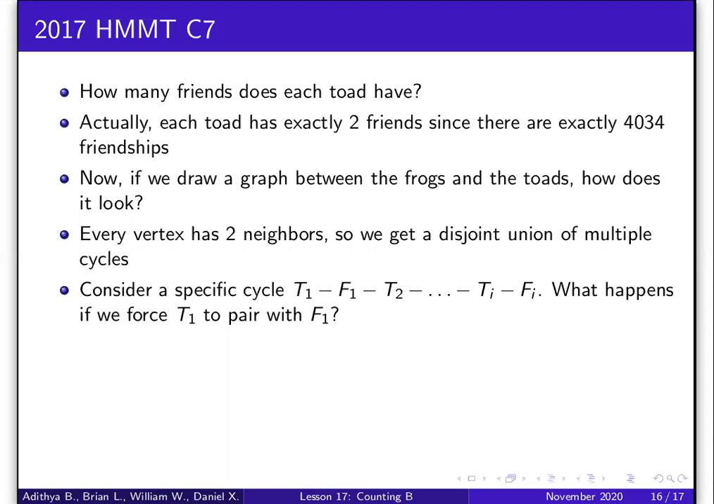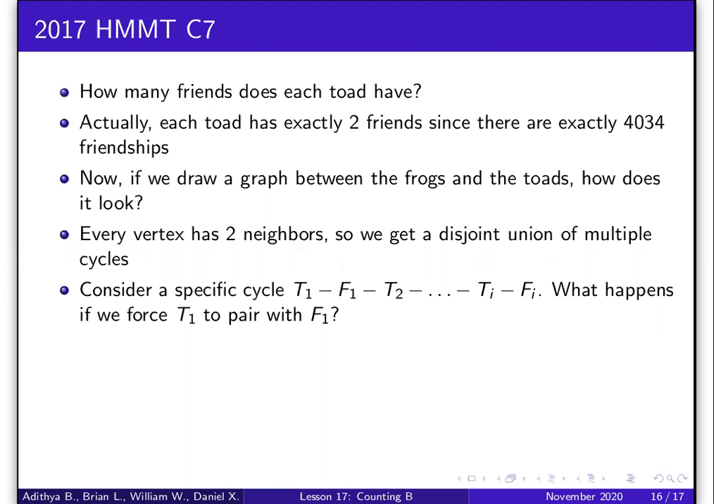What happens now? Note that T2 is only friends with F1 and F2. F2 is only friends with T2 and T3, and then so forth. So if we force T1 to be paired with F1, T2 can't be paired with F1 anymore. So he has to be paired with F2. Then T3 doesn't have F2 to be paired with, so he has to be paired with F3. So T1 has to be paired with F1, T2 has to be paired with F2, all the way to Ti has to be paired with Fi. So if we force T1 to be with F1, our entire cycle is determined.